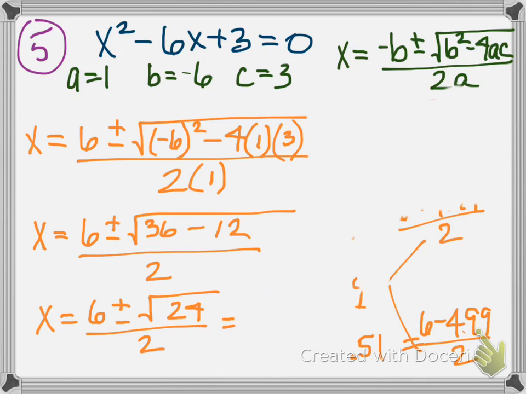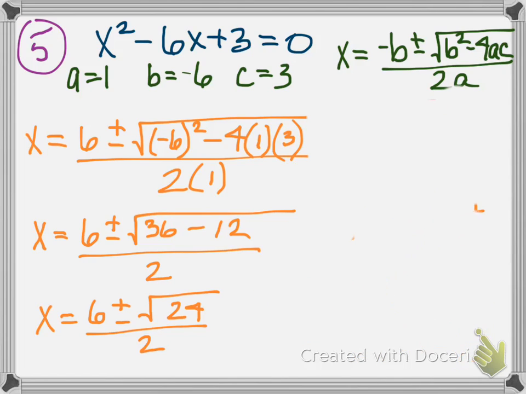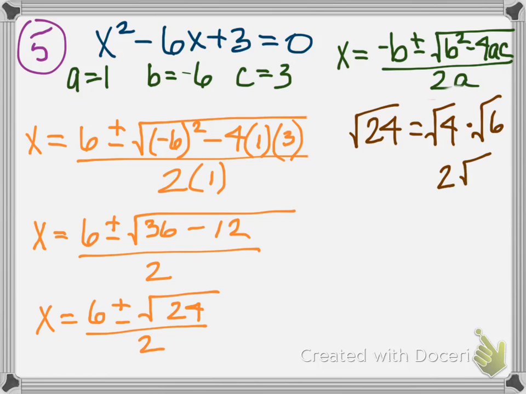So we would go back to here, the square root of 24, and remember we can simplify that by taking out the perfect square factor, which would be the square root of 4, and then the square root of 6, because 4 times 6 is 24. So the square root of 4 simplifies down into 2. The square root of 6 is not perfect, so we leave it as 2 times the square root of 6.